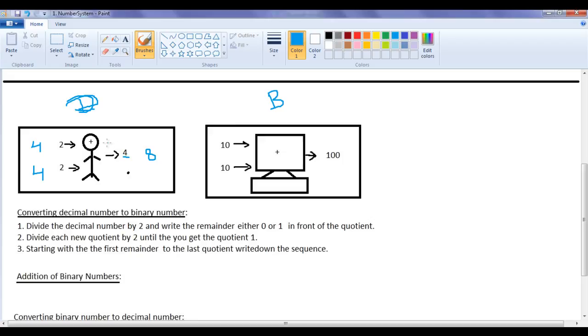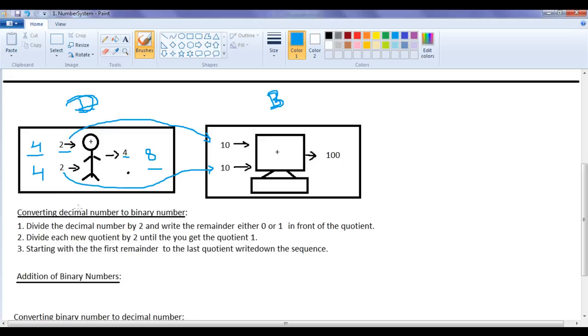Whereas computer doesn't know what is this 2, what is this 4, what is this 8, because there is no such digit available with respect to binary number system, because binary number system has only zeros and ones. So to tell the computer add 2 and 2, give me the result, then we have to convert those decimal numbers to binary numbers. Then we have to give them to computer so that computer understands those binary numbers and performs the operation and gives the result. Here comes the importance of converting decimal numbers to binary numbers.